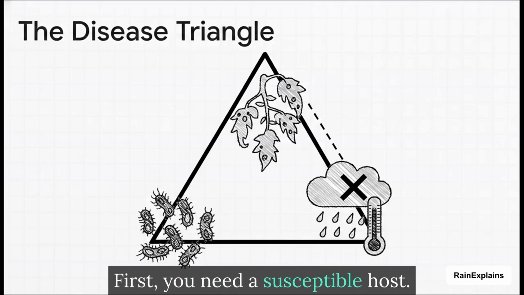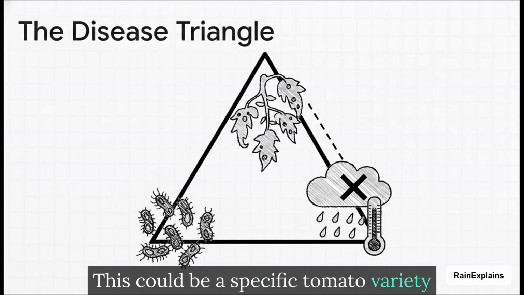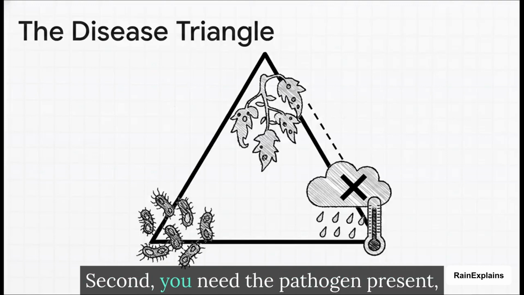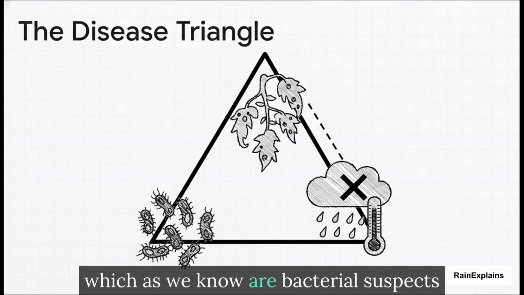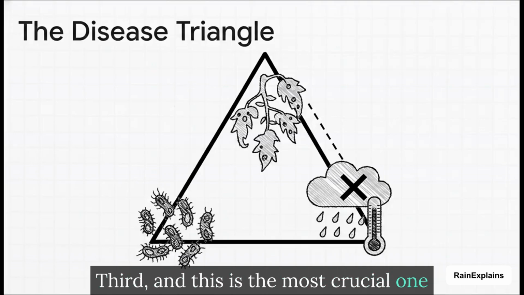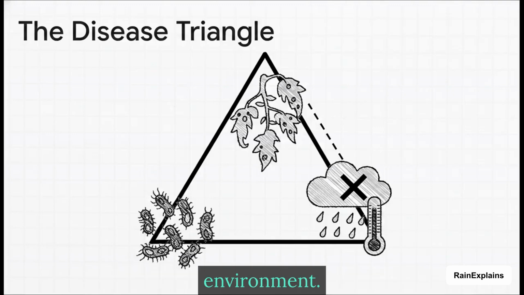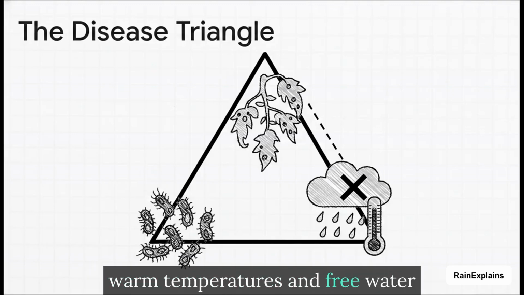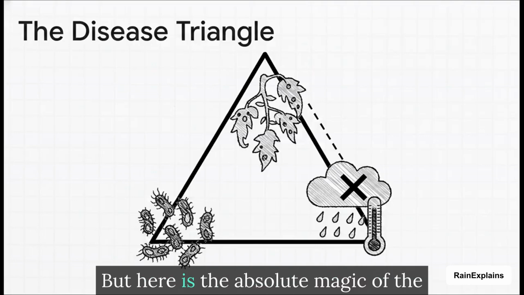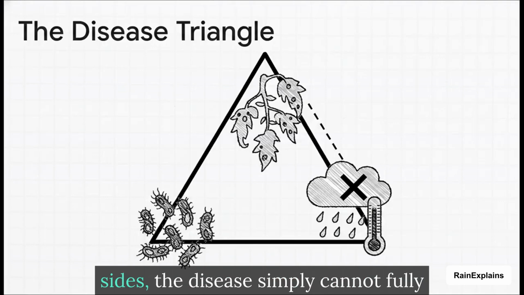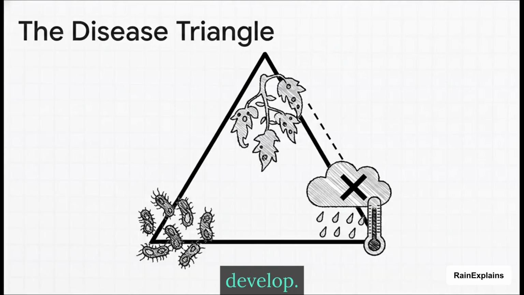First, you need a susceptible host. This could be a specific tomato variety or maybe just a plant that's already stressed by poor nutrition. Second, you need the pathogen present, which, as we know, are our bacterial suspects Pseudomonas or Xanthomonas. Third, and this is the most crucial one for gardeners, you need a favorable environment. For bacteria, this means high humidity, warm temperatures, and free water sitting on the leaves. But here is the absolute magic of the triangle. If you break just one of those 3 sides, the disease simply cannot fully develop.